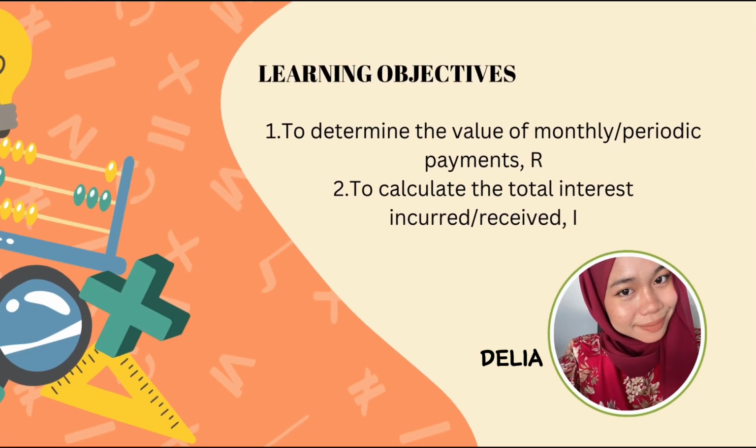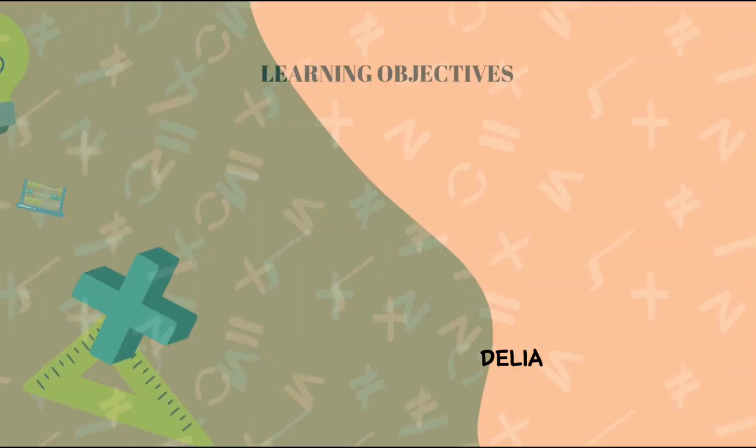Before we go into the next topic, let's understand the learning objectives. Number 1, to determine the value of monthly or periodic payments R. Number 2, to calculate the total interest incurred or received I.